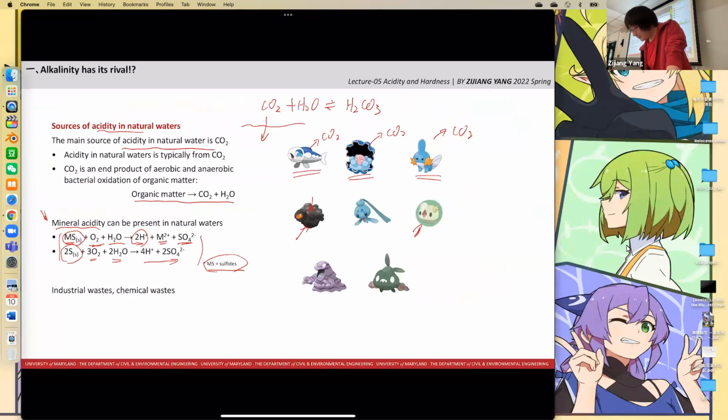On the other hand, the acidity can also come from industrial waste or chemical waste. Like after we are doing experiments, we should avoid directly disposing of our acidic solutions to the sink. We need to put them in the waste jar. Okay, so for this one, do you guys have any questions? No.